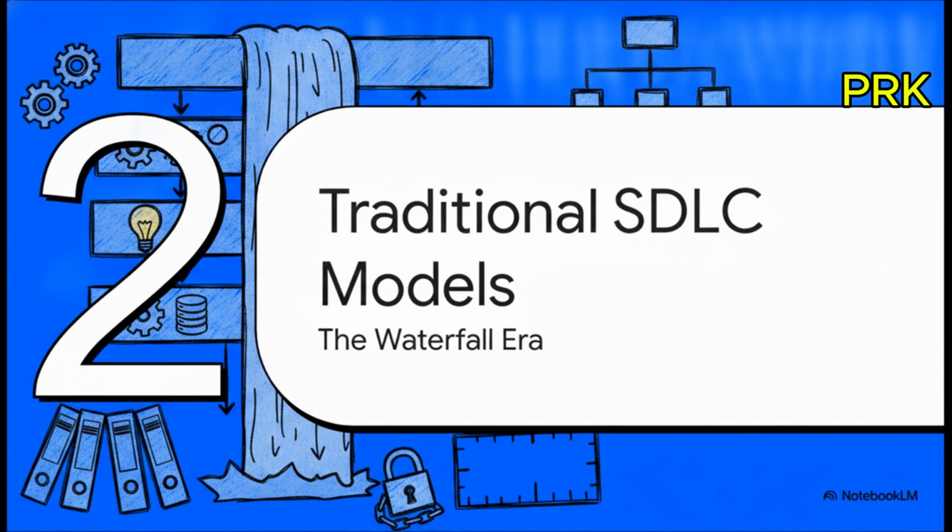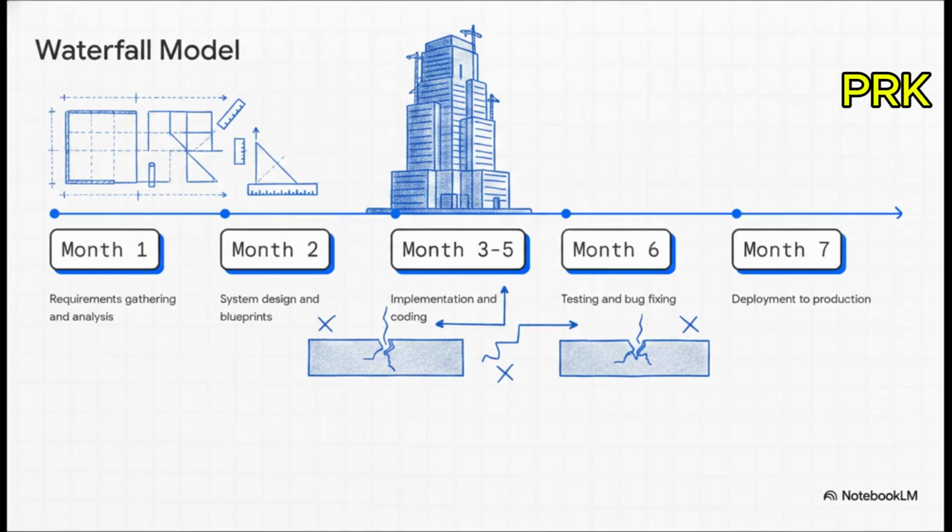Section 2, Traditional SDLC Models, the Waterfall Era. Think of the traditional waterfall model kind of like building a skyscraper. You've got your requirements in month 1, design in month 2, implementation from months 3 to 5, testing in 6, and deployment in month 7. You need absolutely perfect blueprints up front. You execute in a strict sequence, and because of that, it is incredibly hard and wildly expensive to change anything once that foundation is poured.